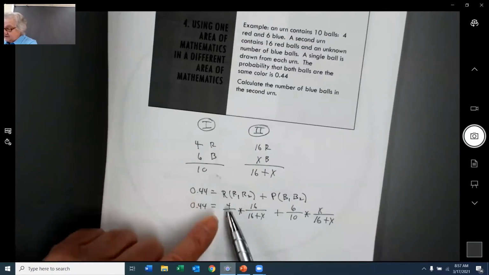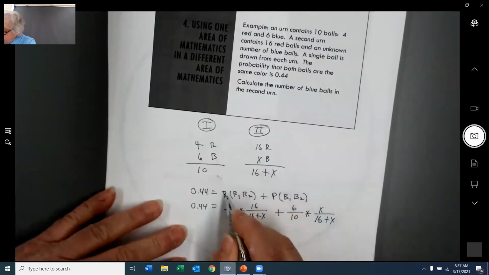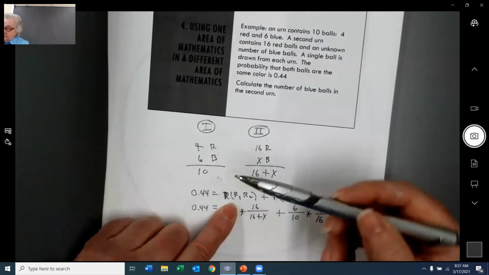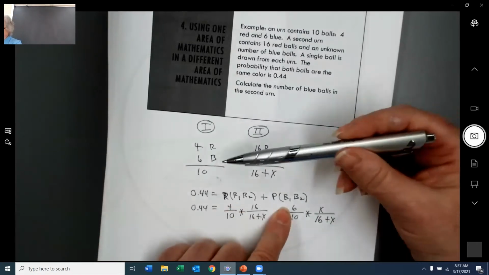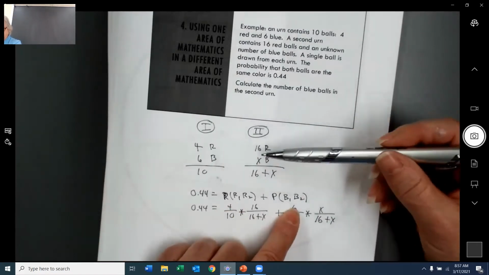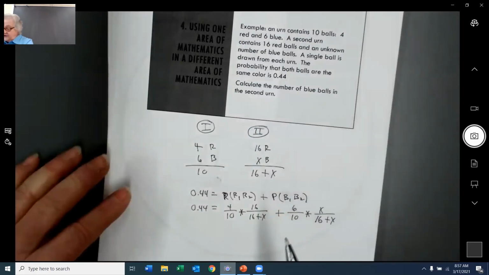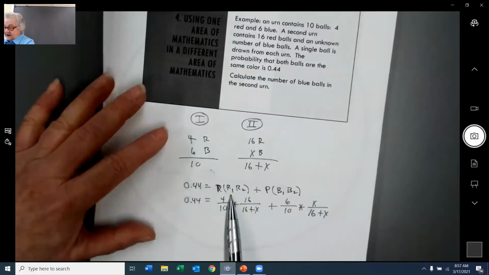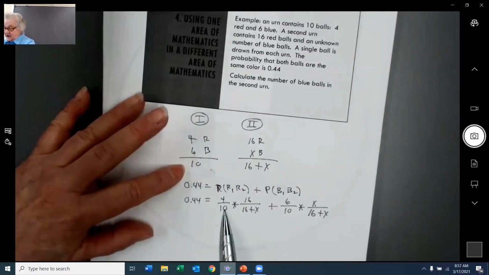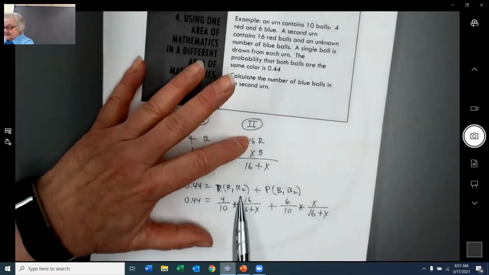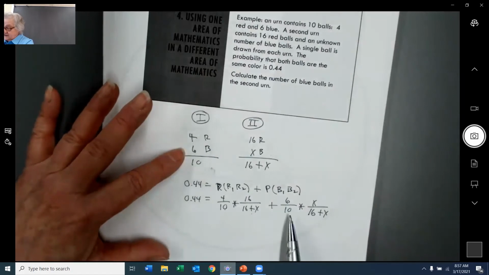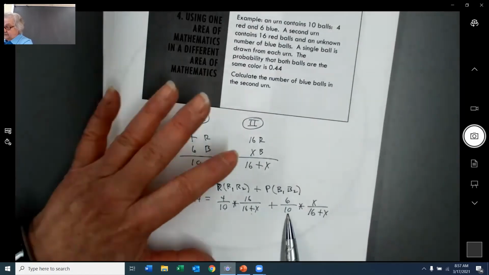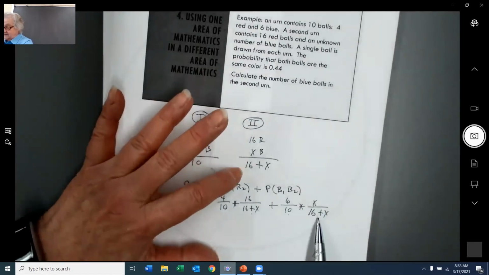And that specs out to, well, this is supposed to be a P here, the probability that I got a red one from the first urn and a red one from the second urn, plus the probability I got a blue one from the first urn and a blue one from the second urn. And then doing the individual probabilities, okay, red from the first urn is 4 out of 10. Red from the second urn is 16 out of 16 plus X. Blue from the first urn, 6 out of 10. Blue from the second urn is X out of 16 plus X.